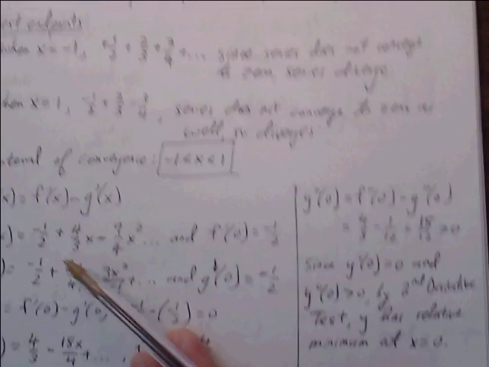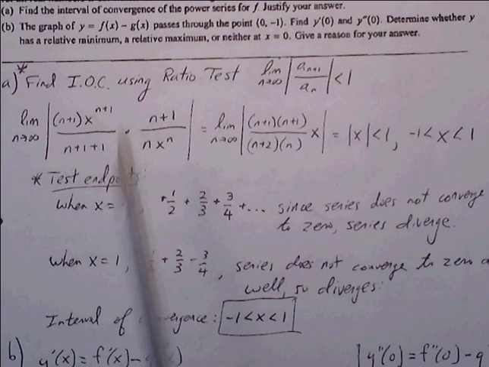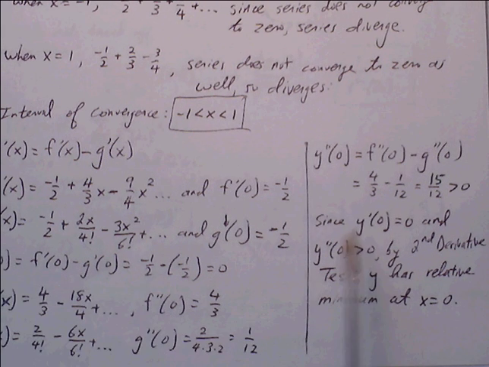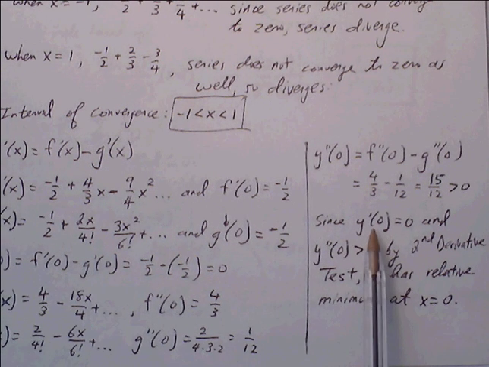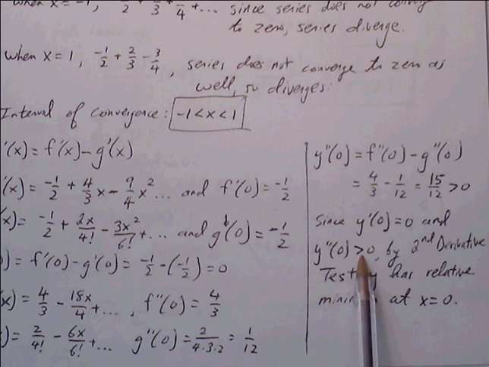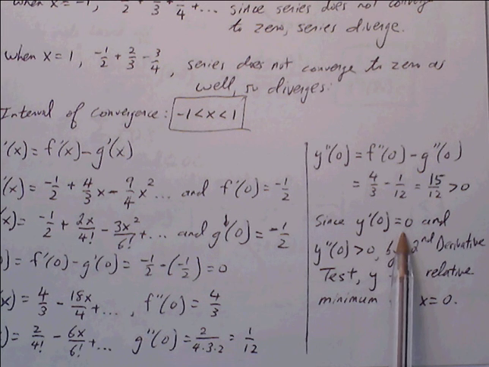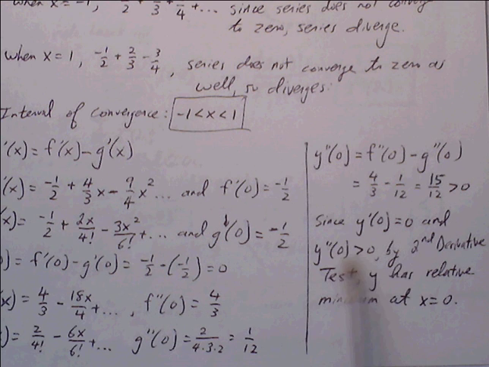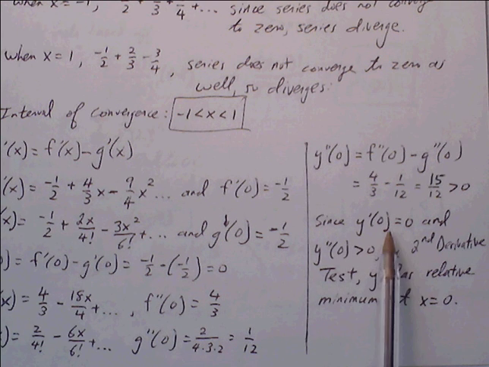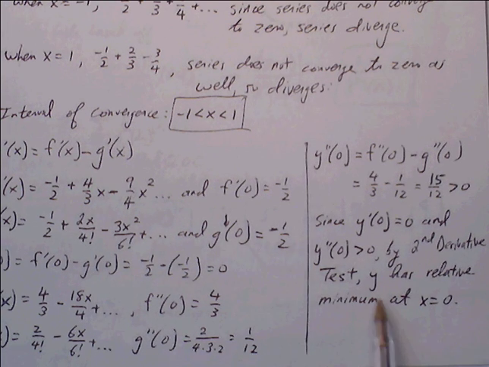And then what part B is asking for is determine whether our y function is a relative min, relative max, or neither. So by the second derivative test, we know that if y prime of 0 is equal to 0 and y double prime is greater than 0, so that means the slope of the tangent line is 0, and that point is part of a concave up graph, then that point must be a relative minimum at x equals 0.